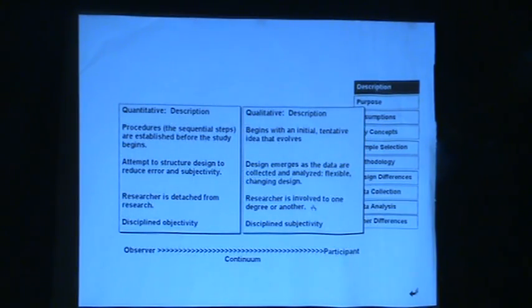And the researcher is involved to one degree or another in qualitative research. The researcher can be an observer, or in some qualitative designs becomes a participant. And disciplined subjectivity is the assumption here, whereas disciplined objectivity is the assumption in quantitative research. So they're two very, very different types, epistemologies, ways of finding out what reality is.